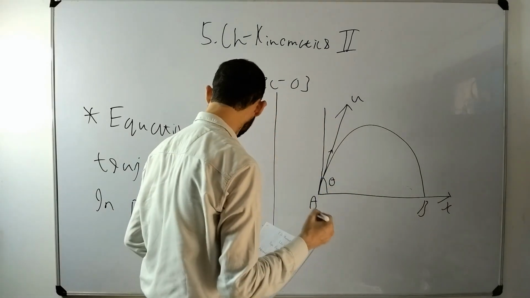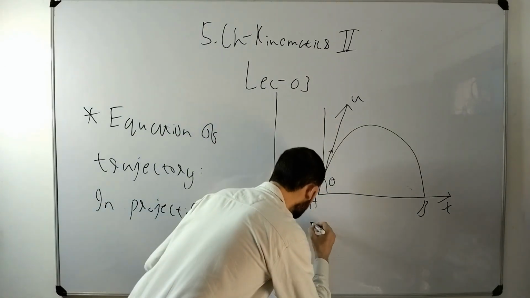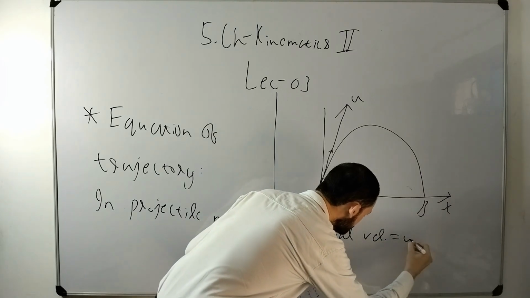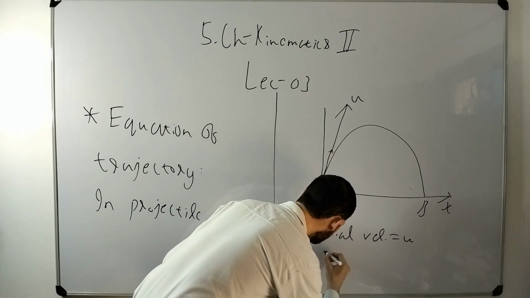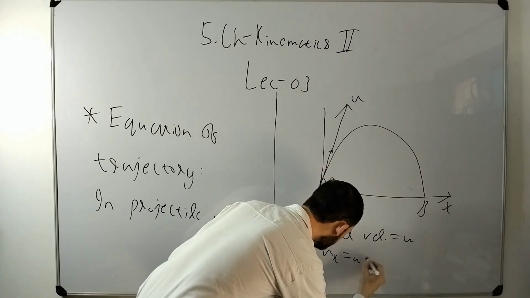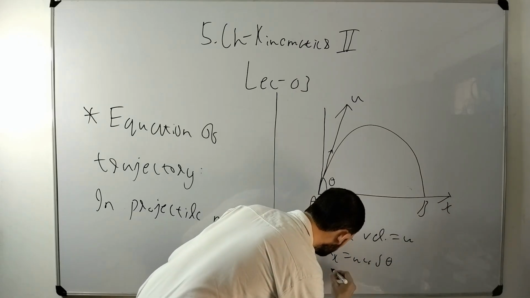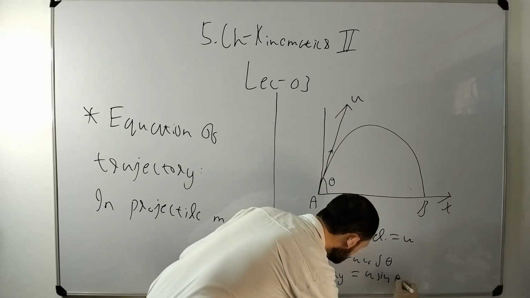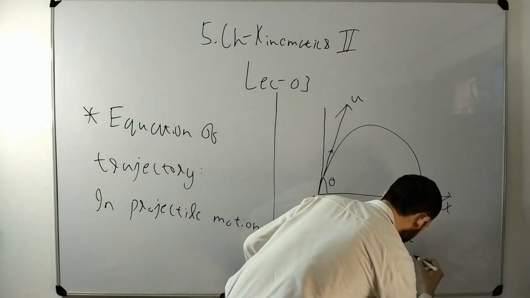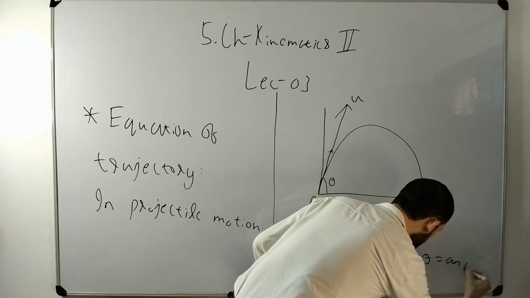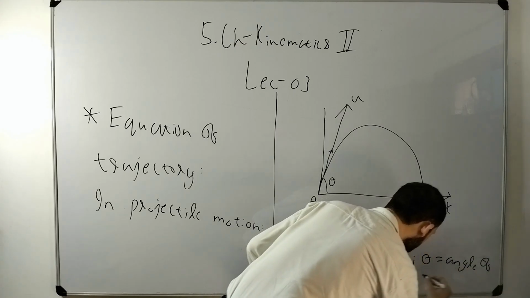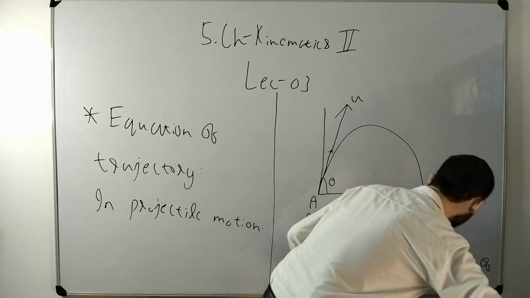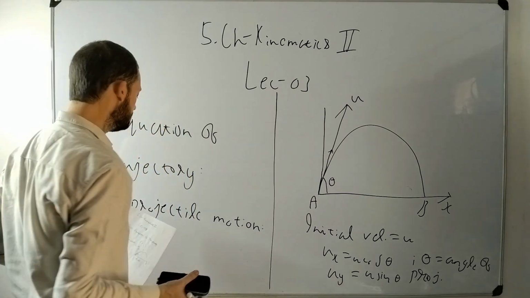So I will write down here the initial velocity u, and ux is equal to u cos theta, uy is equal to what? u sin theta, and theta is the angle of projection. Okay students, angle of projection. So this is the thing.